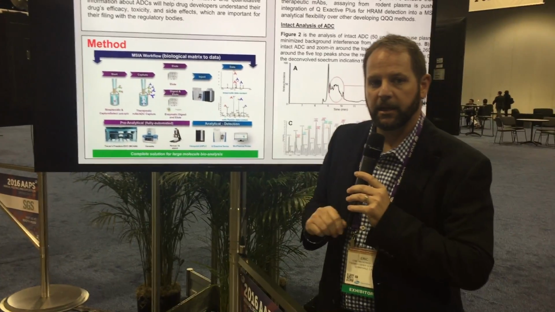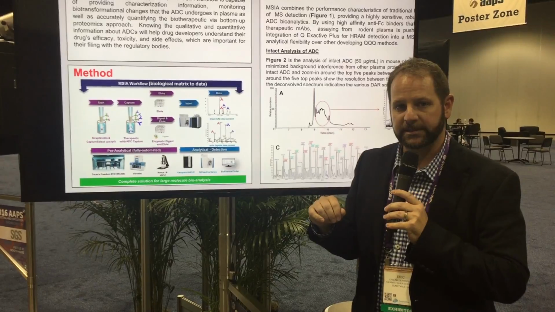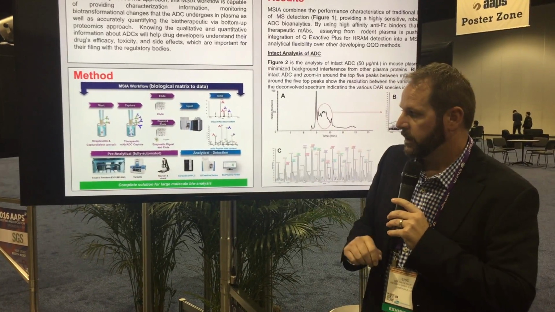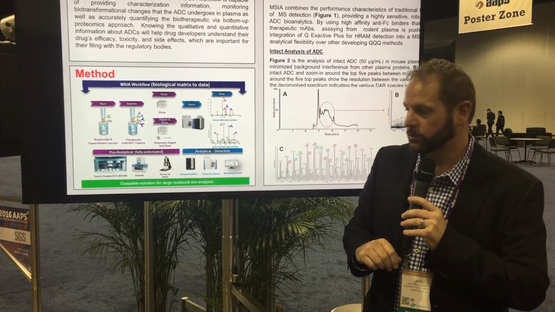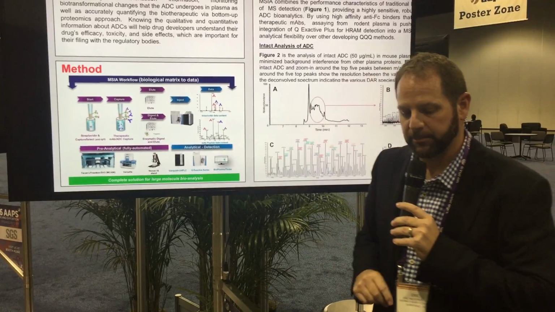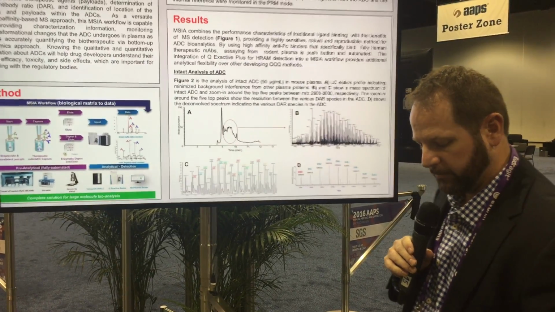After capturing the ADC from the rodent plasma, we then have a couple options. If we want to look at intact analysis, we can simply elute and look at the intact. If we want to look at a bottom-up approach, we can then elute out, do a digestion with trypsin, and look at the peptide map. So now I'm going to move over to some of the data that we've generated.